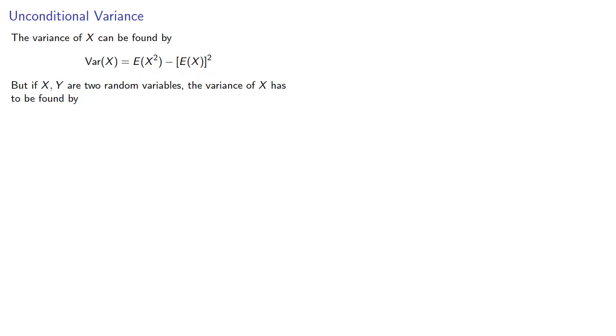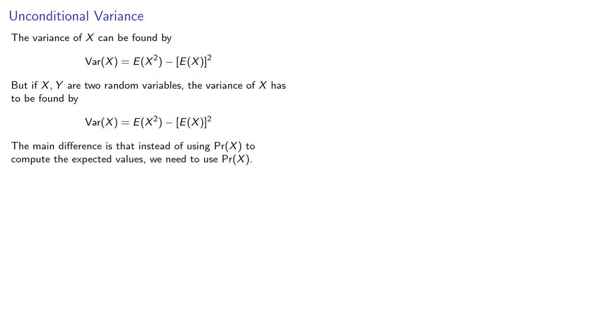The variance of a random variable x can be found by, but if x and y are two random variables, the variance of x has to be found by. The main difference is that instead of using the probability of x to compute the expected values, we need to use the probability of x. Well, let's see how that works.